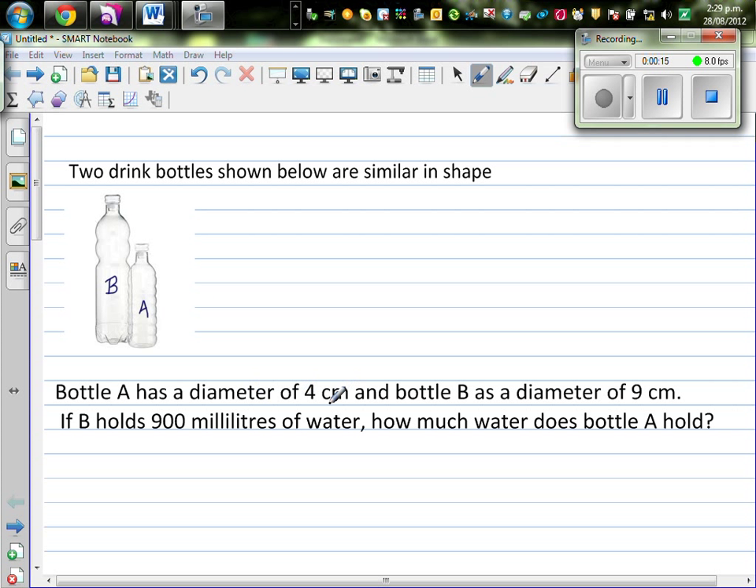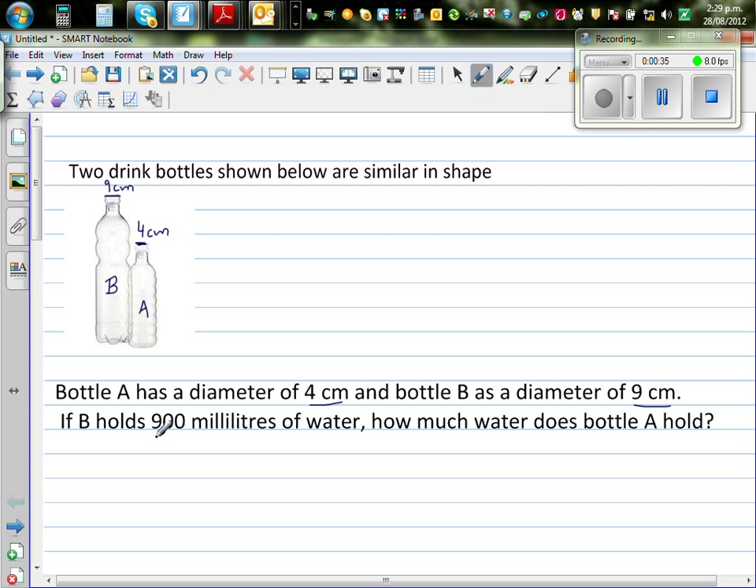Bottle A has a diameter of 4 centimeters. So this is the diameter. Say the diameter of this bottle A is 4 centimeters, and the diameter of this bottle B is 9 centimeters. So this is what we know. And bottle B has a diameter of 9 centimeters.